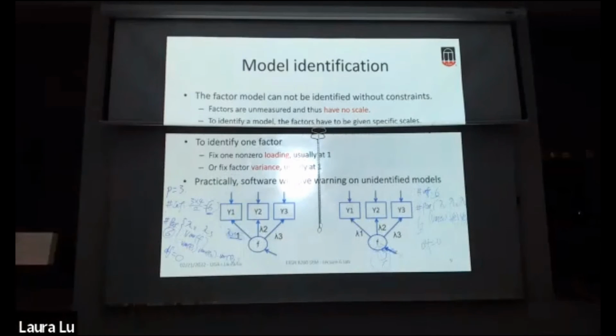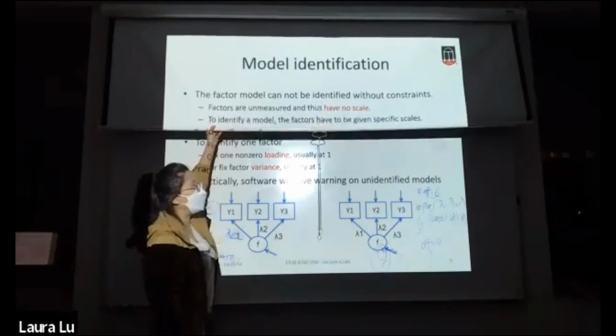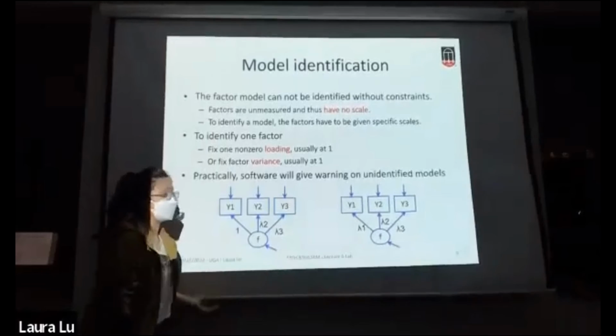So this is another way to understand that we have to fix something to identify our model. Otherwise, it's not doable. Otherwise, it's beyond our ability. We only have 6 pieces of information here.